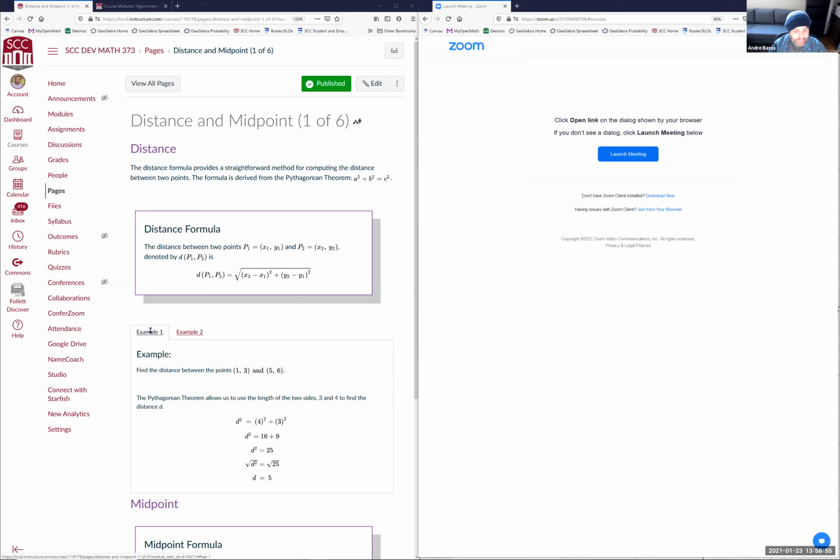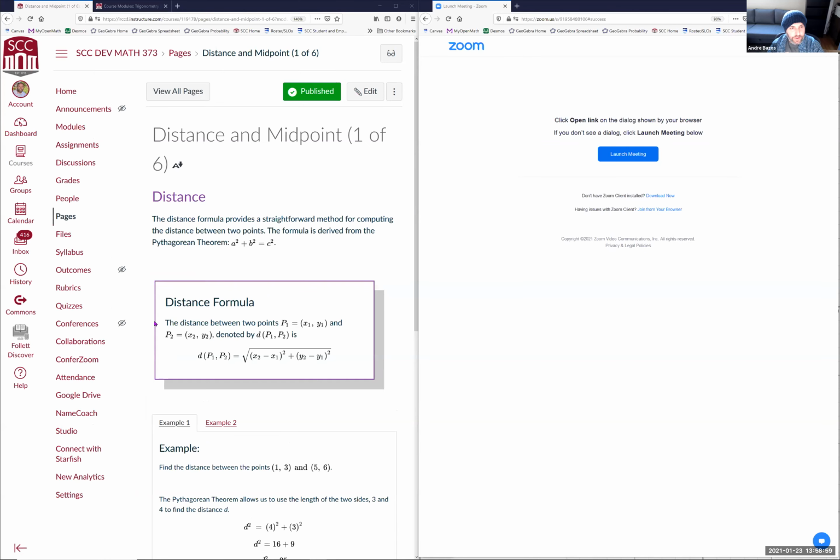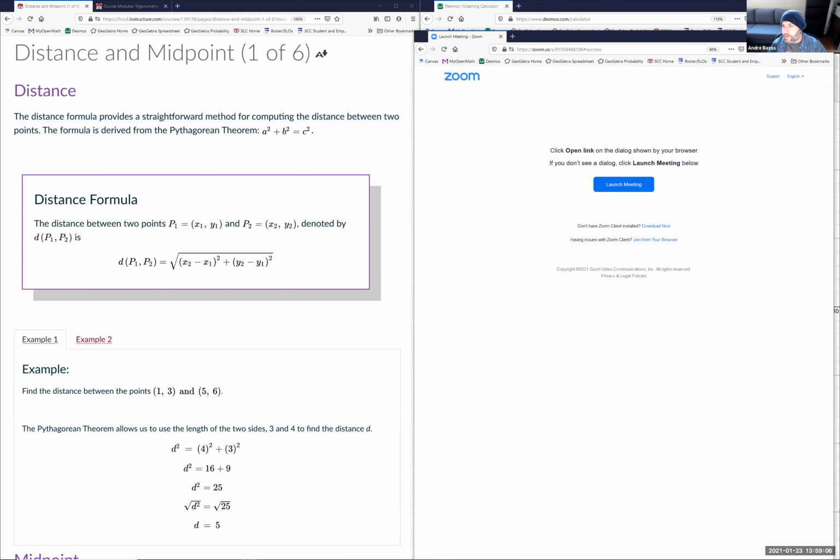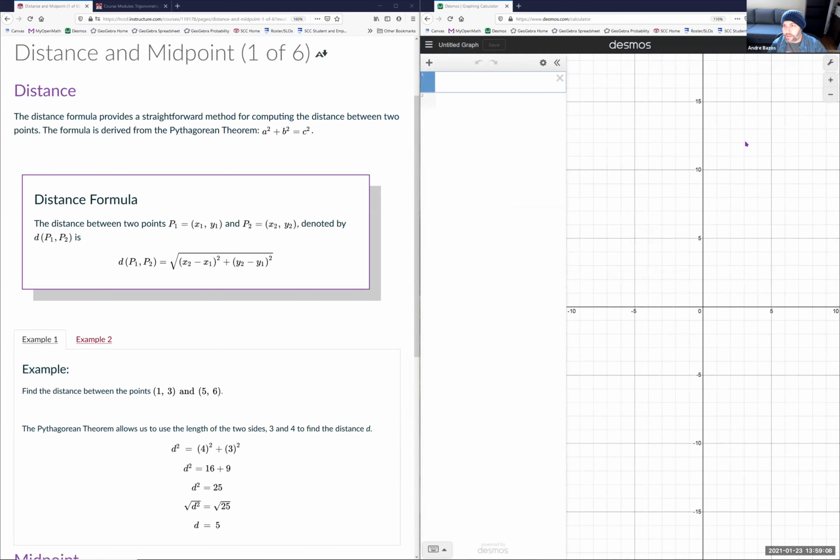So here we go. Let's share my screen. There we go. Start the recording. Let's start to share my screen. Here we go. All right, so we got our distance and midpoint, one of 6 here that I wanted to go over with you. Let me make it a little bigger. There we go. So that way we have this, and I don't want Zoom open, Andre, come on. So there I am on the first video, starting off a little poorly.